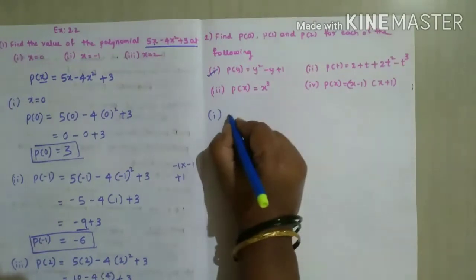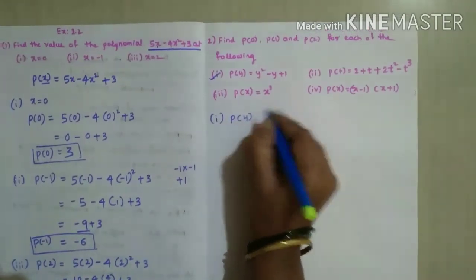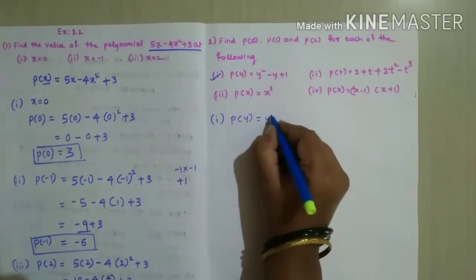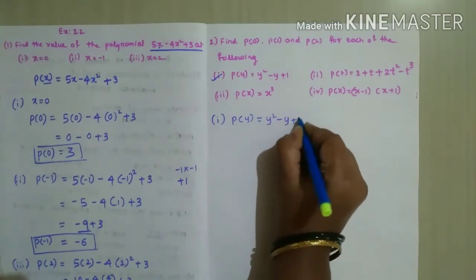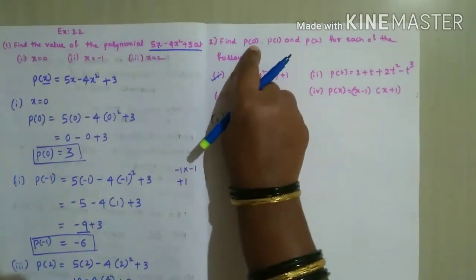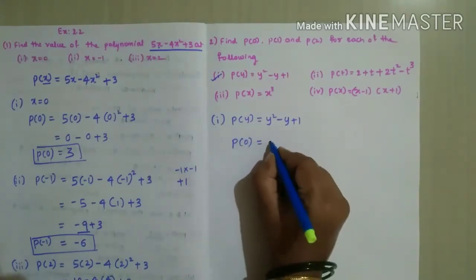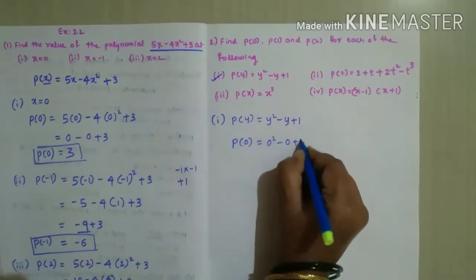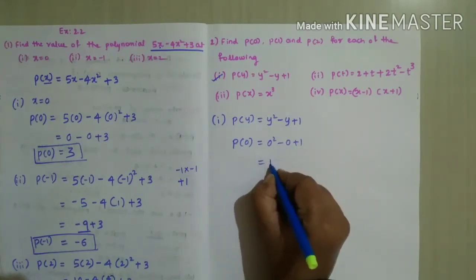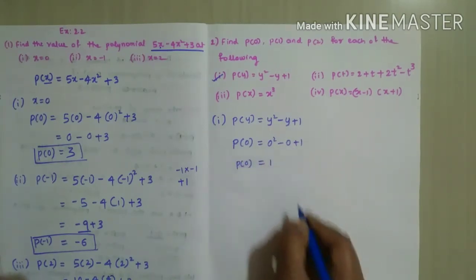First one, what they have given, P of y is equal to y square minus y plus 1. Now I have to find P of 0. Means in place of y I have to replace 0. So 0 square minus 0 plus 1. So 0, 0, it will become 1. P of 0 is 1.